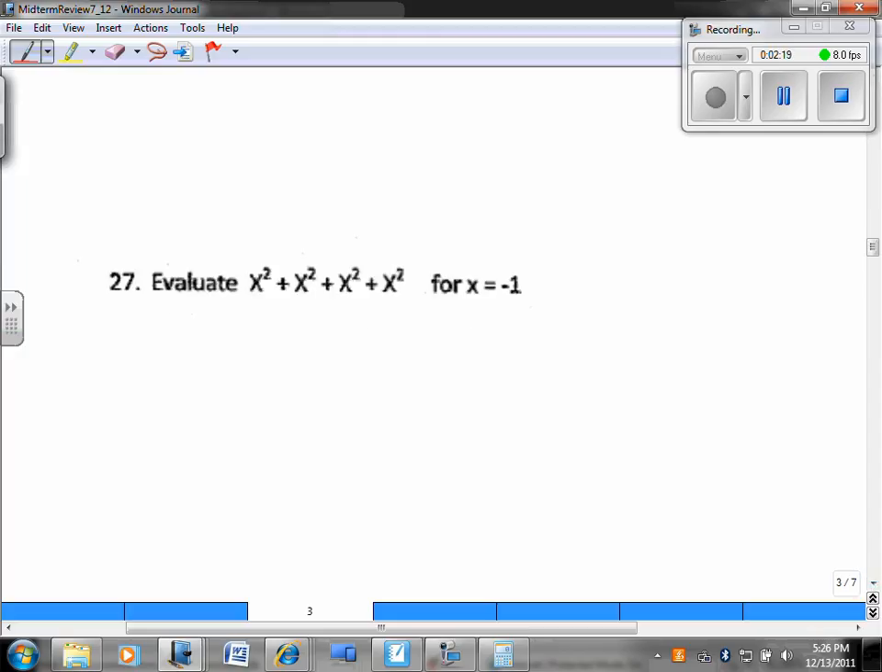27 asks us to evaluate. Evaluate means to plug in whatever value they give us for the variable that it's said to be equal to. So it says evaluate x squared plus x squared plus x squared plus x squared for x equals negative 1. So we're going to plug in negative 1 for all of our x's.